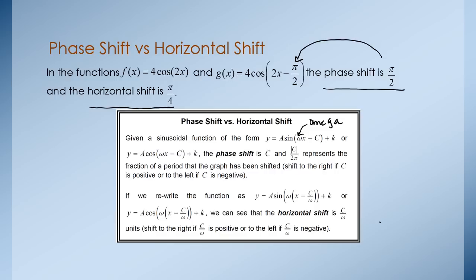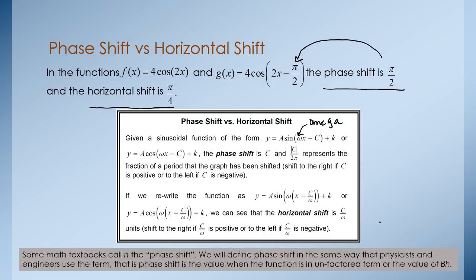If we rewrite the function as y equals a times the sine of omega factored out, so now on the inside we have x minus c over omega plus k, or y equals a times cosine with the omega factored out, x minus c over omega plus k, we see that the horizontal shift is c over omega, in units, whatever those units happen to be. So we would shift to the right if c over omega is positive, or to the left if c over omega is negative.